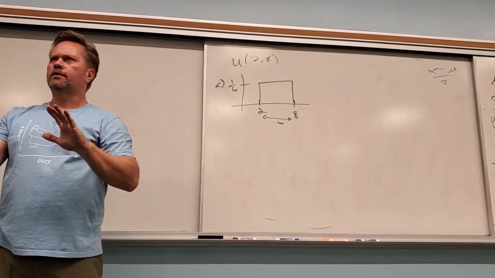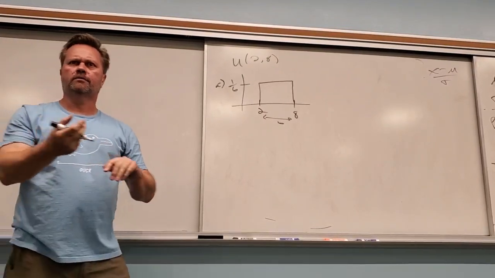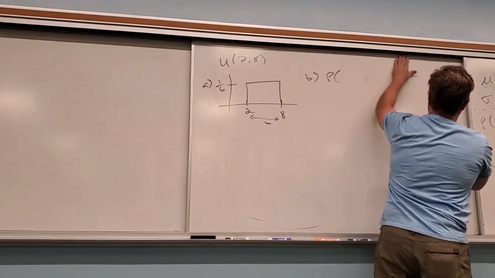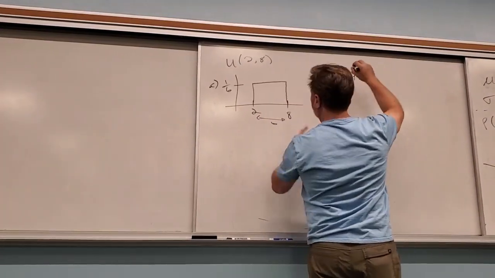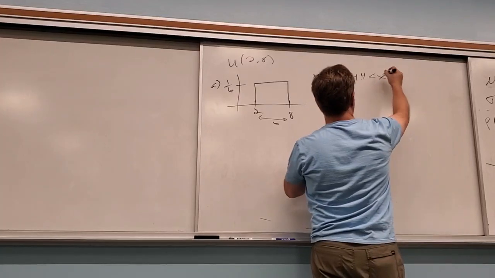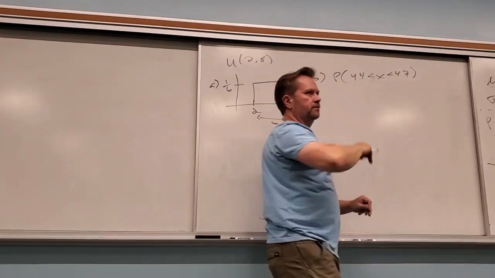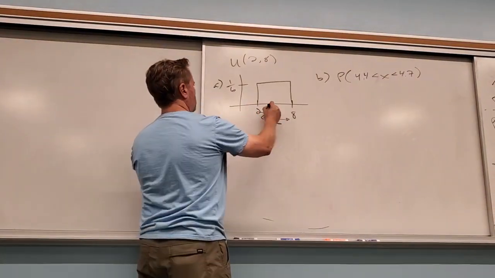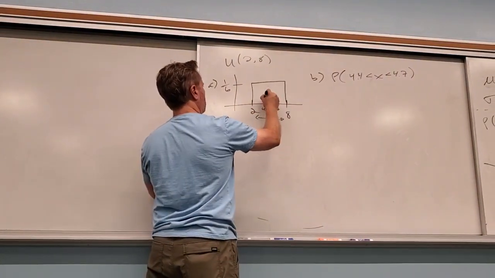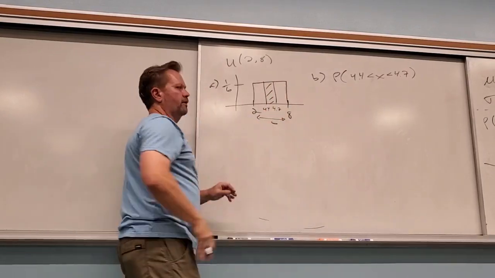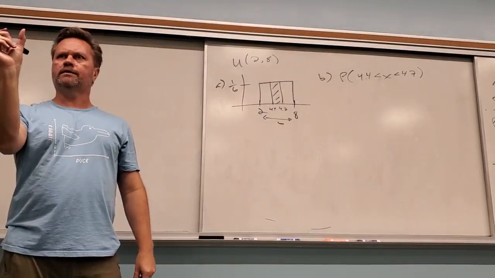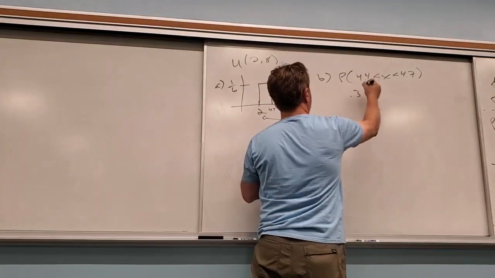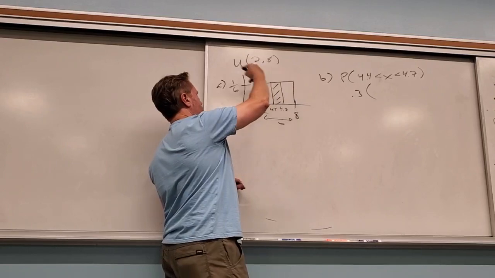All right, and then the next question is like 4.4 to 4.7 or something, right? So not the numbers you wish you had, but who cares? A basic uniform distribution problem cannot be difficult. So 4.4 to 4.7. There's the slice, and now I just gotta find the area, right? So how wide is that section? 0.3. The area is width times height. What's the height? 1/6 for everything.